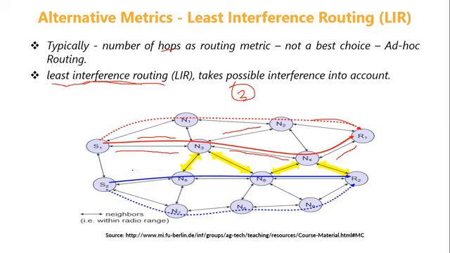Similarly, if you take S2 to R2, this will be treated as the best path with hop based routing: S2 to N5, N5 to N6, and N6 to R2. Again, this has three hops. There is no other path from S2 to R2 with fewer than three hops. So if you take hop as the metric, then this will be considered the best path. But let us see how to find a route using the least interference routing technique.